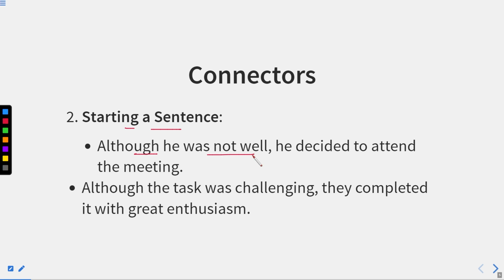Although he was not well, he decided to attend the meeting. Now if someone is not well, maybe it is possible he wants to take rest, but what happened? Although he was not well, it means he was not well, still he decided to attend the meeting. Although the task was challenging, they completed it with great enthusiasm. Although the task was challenging, yet they completed it with great enthusiasm.